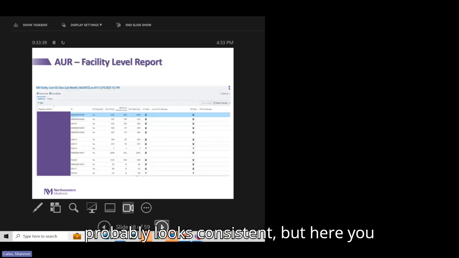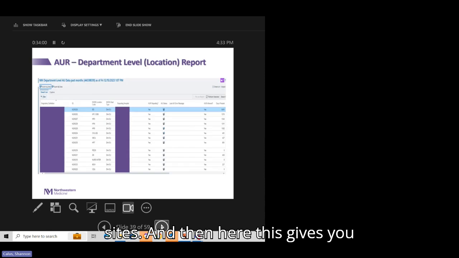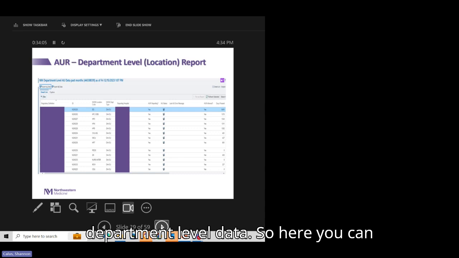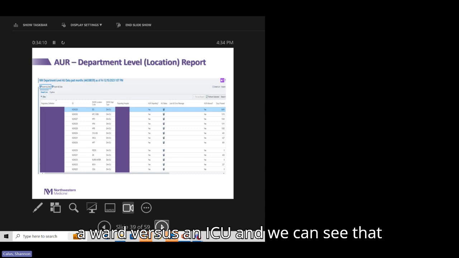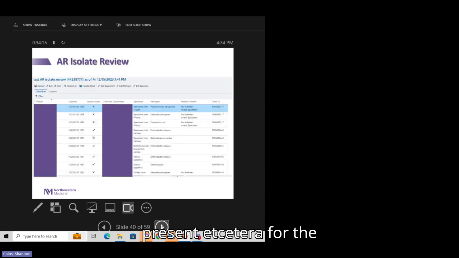Yours probably looks consistent, but here you can see this is our facility level report. These are various hospitals throughout our system. It gives you things like days present, whether you're reporting, your MDRO rates, and total patient days. You can see very high numbers here for full hospitals, especially at a large academic medical center, compared to some of our community sites. And then this gives you location-specific information or department-level data. Here you can see various settings, so an ED versus a ward versus an ICU, and we can see that it also gives us information about days present, et cetera.